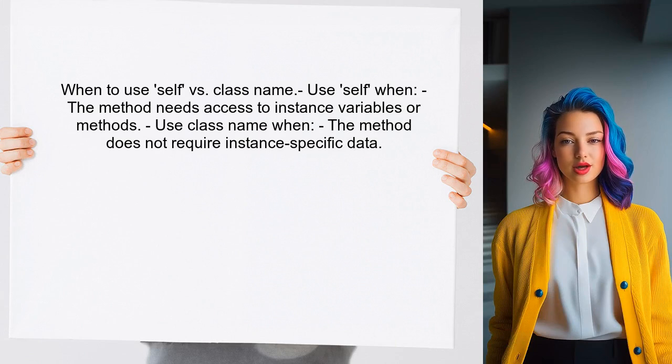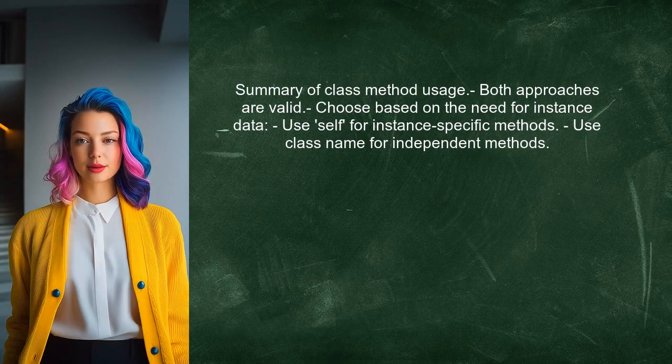If the method needs to work with instance variables or methods, the user should use self. If the method is independent of instance data, calling it with the class name is appropriate. In summary, both approaches are valid, but they serve different purposes. Understanding when to use each will help the user effectively utilize class methods in their code.